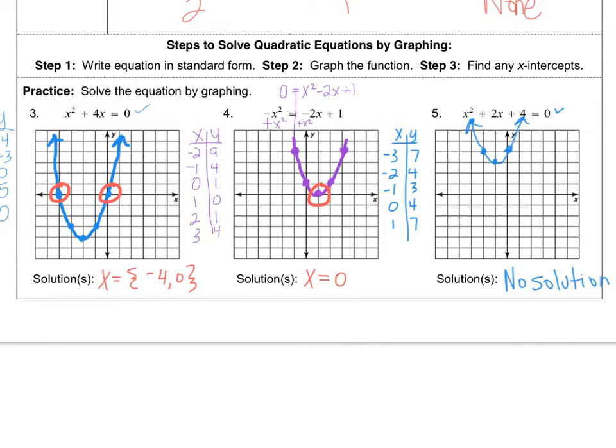So these 3 situations actually model the 3 types of solutions, or numbers of solutions, you can have. On number 3 we had 2 solutions. On number 4 there was only 1 solution, and on number 5 it never crossed the x-axis, so there were no solutions.